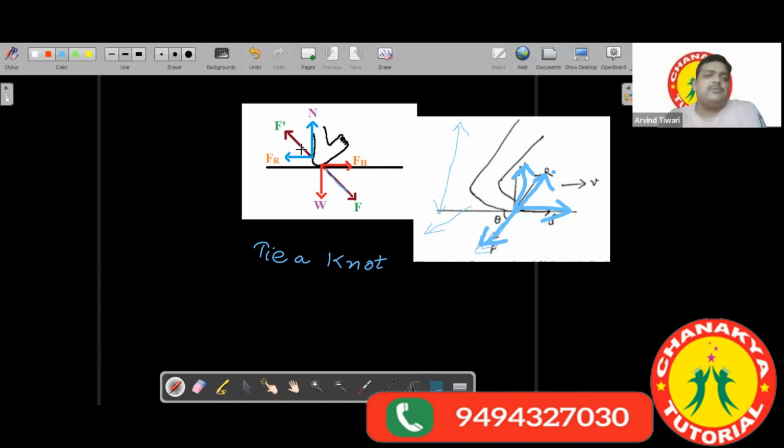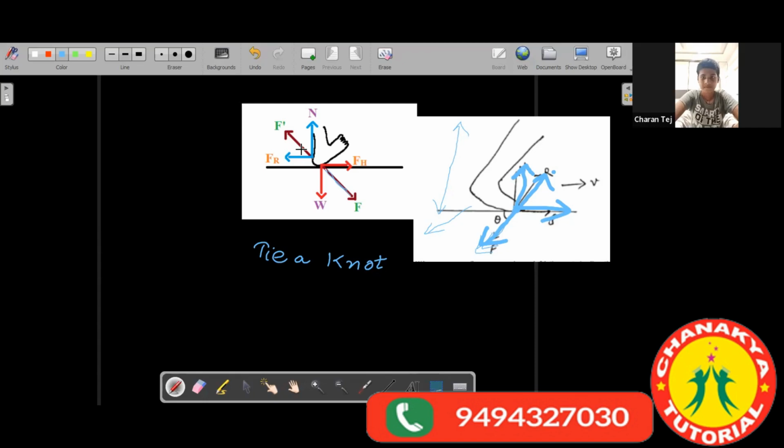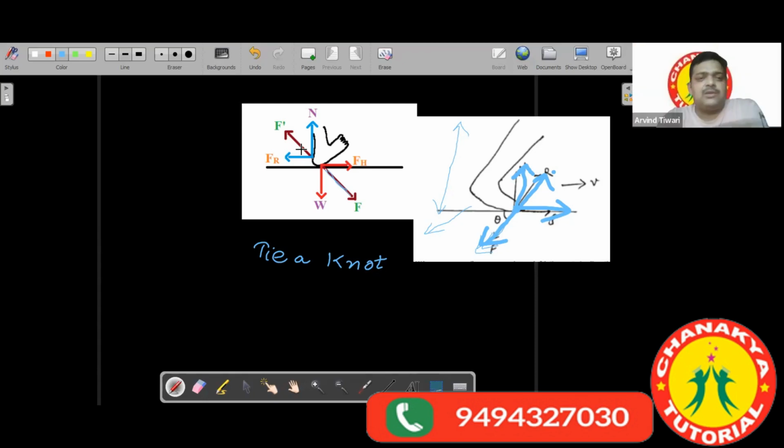There are different types of friction, like we have sliding friction, we have rolling friction. So these are the two types of friction. You have sliding friction and rolling friction. When you slide one surface on the other, then we say sliding friction. If you roll one object, that is rolling friction.